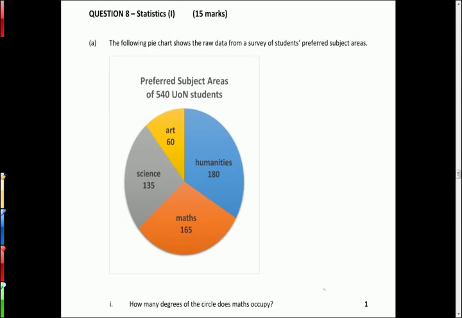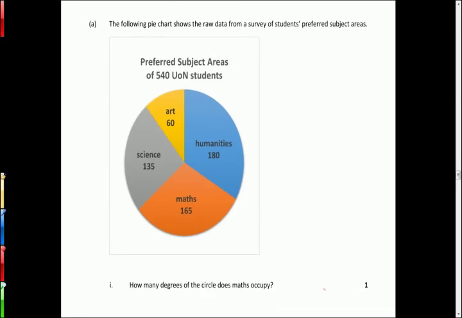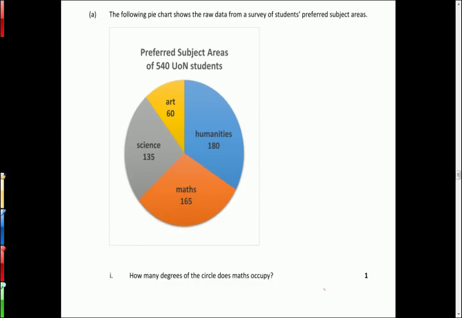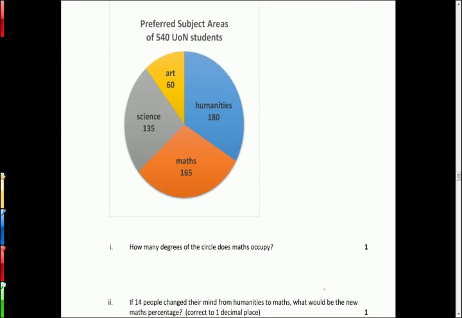Okay, the following pie chart shows the raw data from a survey of students' preferred subject areas. Preferred subject areas of 540 UN students. Okay. How many degrees of the circle does maths occupy? Well, what we've got here is 165, 165 plus 180 plus 135 plus 60 is the 540 UN students.